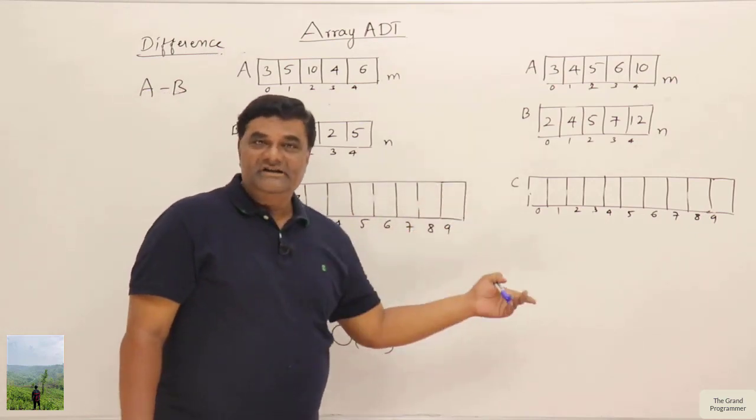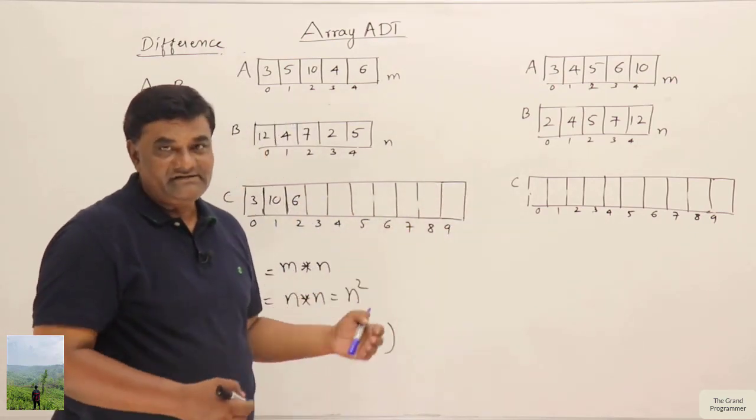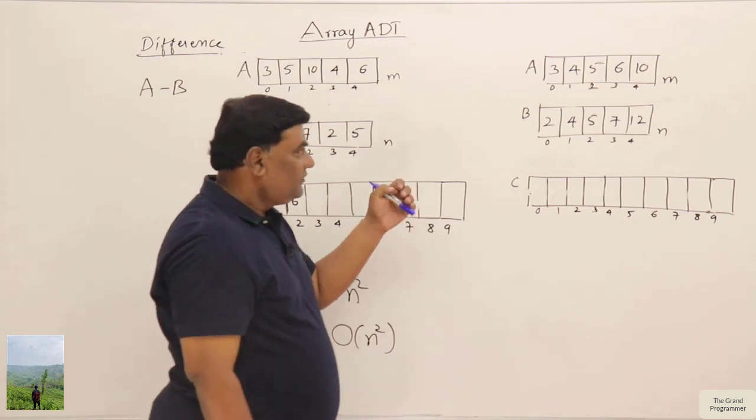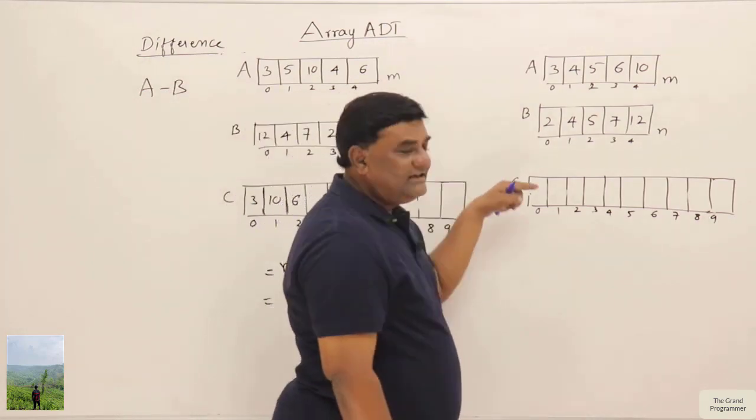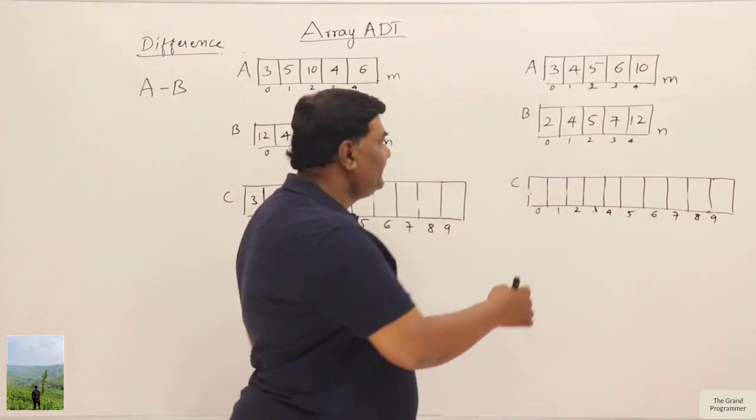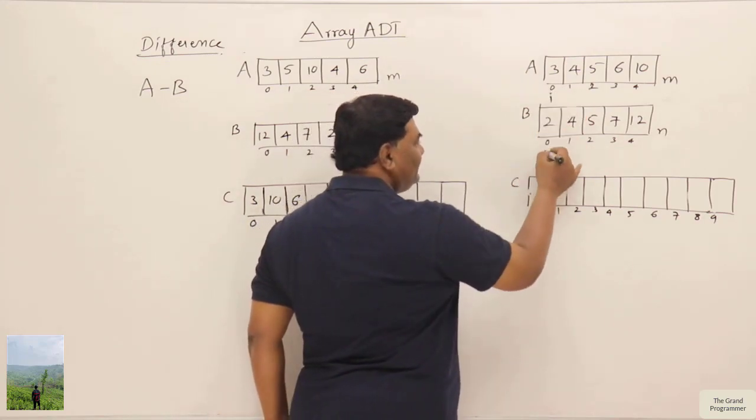Now how it has to be done in sorted sets, if the lists are sorted, then how to do that, let us see. We can again use the merge procedure. So we will take indices i, j and k.